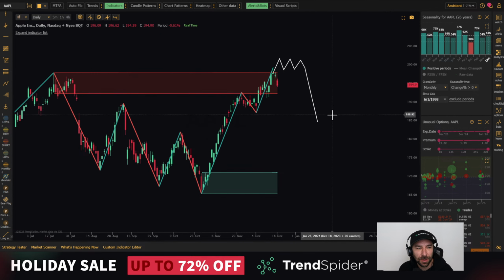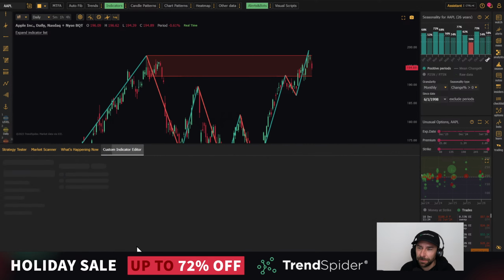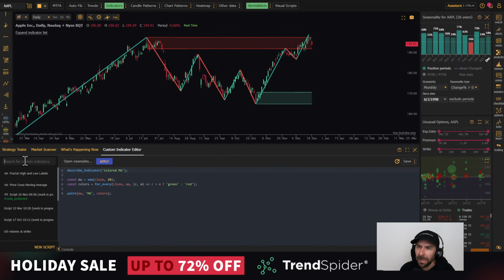Is it possible to put a horizontal line on every EMA cross? That's a great question. It is possible, but you'd have to build it uniquely, I think. And there is this. So let me show you.